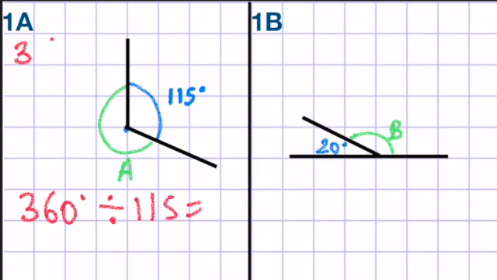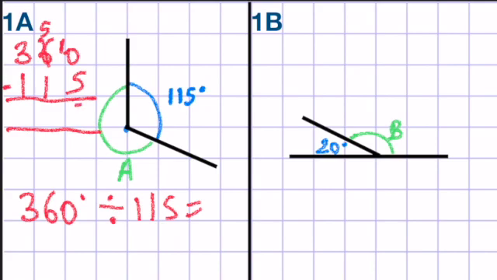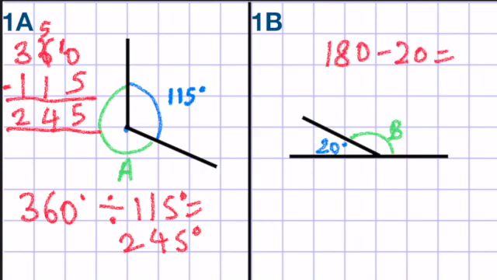So let's do that here as a subtraction. 0 take away 5, we can't do that. 10 take away 5 is 5. 5 take away 1 is 4. 3 take away 1 is 2. So the answer is 245 degrees. Don't forget the little circle that means degrees. Angles on a straight line are 180. So we're going to do 180 subtract 20, which is 160 degrees.